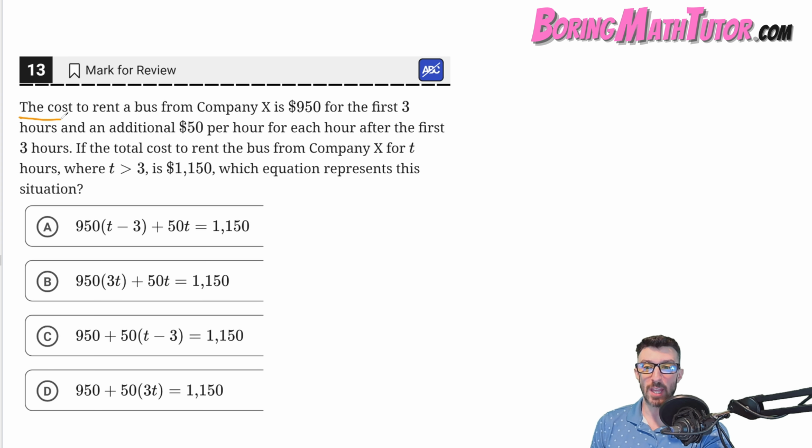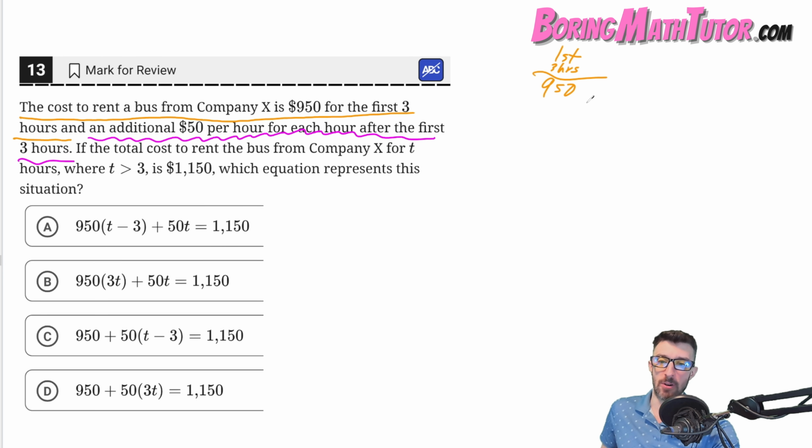If you like renting buses, you're going to love this problem. They are charging you $9.50 for the first 3 hours, but then you're going to get charged an additional $50 per hour for each hour after the first 3 hours. So I can already tell you that that's going to be like 50 times the number of additional hours.